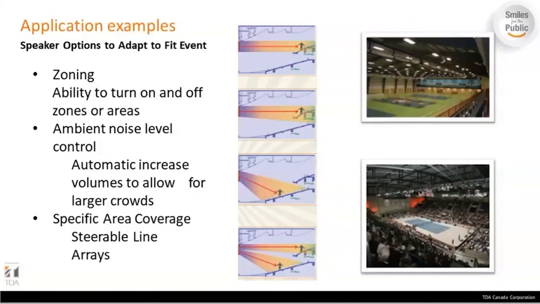Now, zoning, you want to turn it on, turn it off. Then you have ambient noise level control. So let's say at an airport, you have 1,000 people in a particular environment, and it's crowded, right? Evening, 6 o'clock, too many people flying in, flying out. But morning, 4 a.m., not too many people. You don't want the same level of background music being played. So ambient noise level control is very, very important, and TOA manufactures ambient noise level controllers, which are excellent in different applications. Specific area coverage, yes, you want to target a specific area, you use shareable line arrays, right? The SRDA in particular.